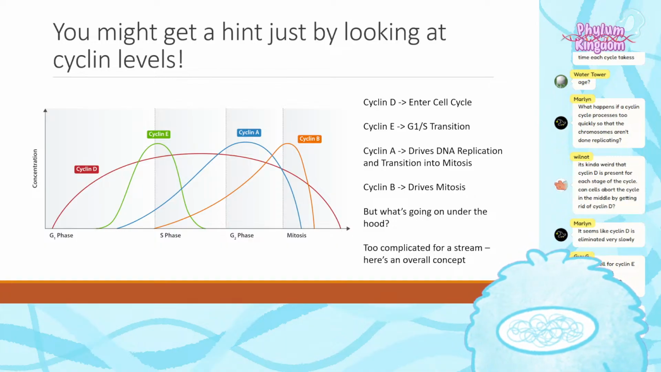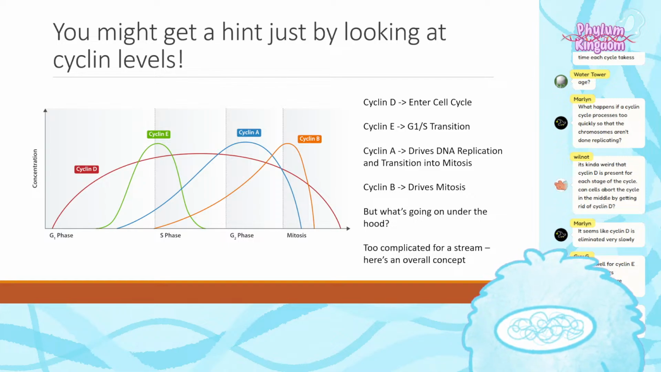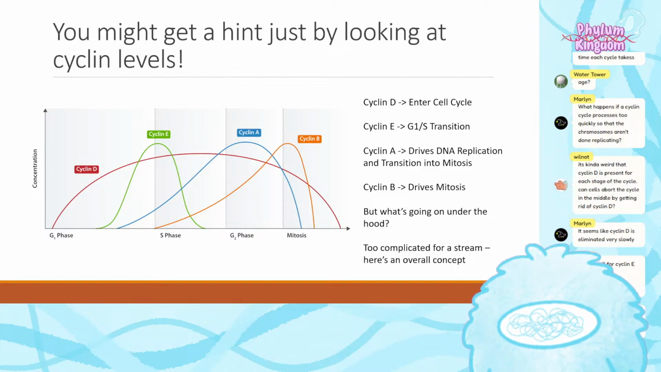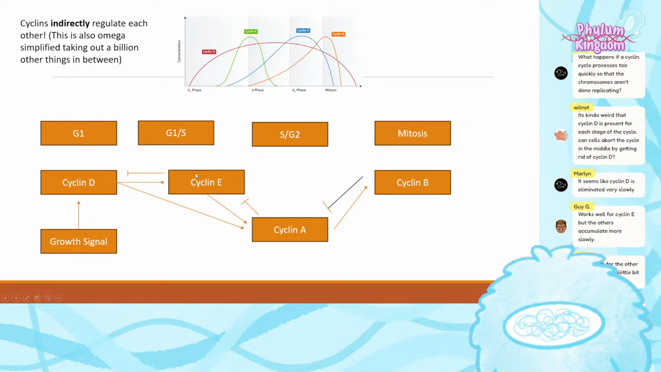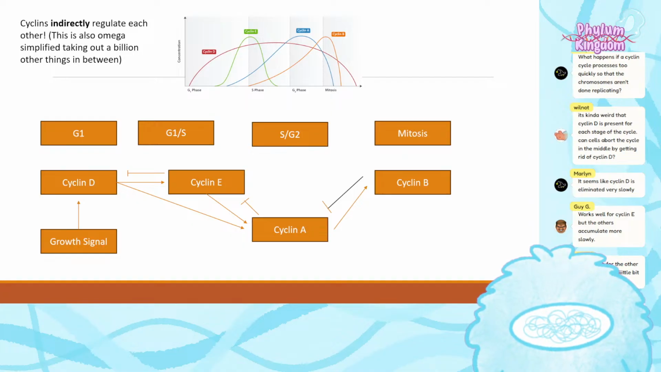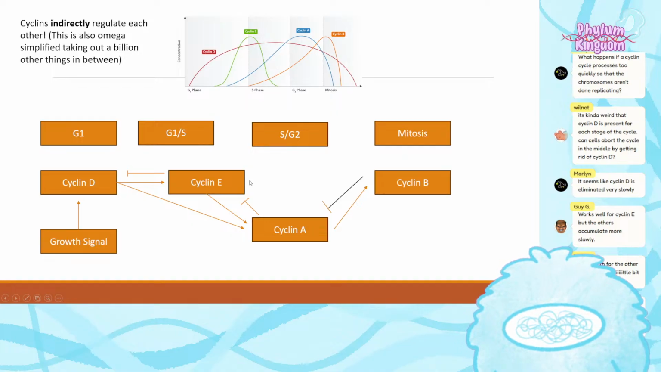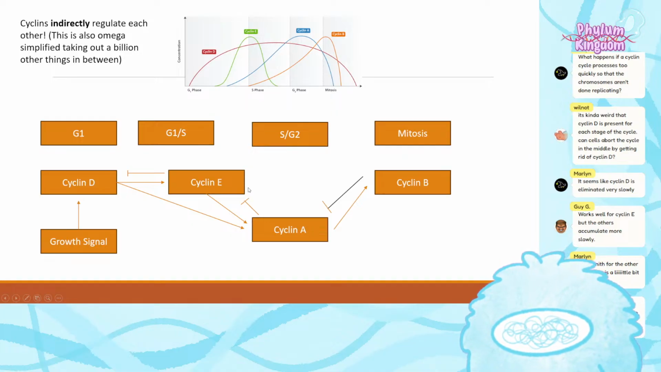This is, of course, way too complicated to do in one stream. This is a week in your cell biology class. But here's the overall concept, right? You have these stages, and these cyclins indirectly regulate each other, right? So Marlon is talking about reaction rates and these interlocking signals. And again, this is an omega super simplification. Please do not say this on your exams. You will get things wrong.